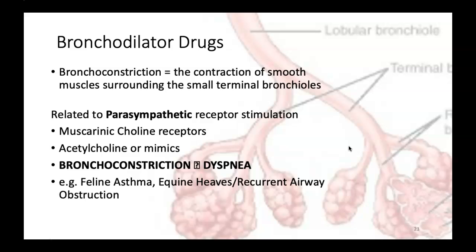And like I mentioned a second ago, bronchoconstriction is going to create difficulties with breathing. So very common diseases that involve bronchoconstriction are feline asthma, equine heaves/RAO. They're calling it RAO, recurrent airway obstruction now. They've switched it. So those are the two most common, and feline asthma is very common. We talked about feline asthma when we talked about anti-inflammatory drugs, because quite often we're treating that disease with bronchodilator drugs along with steroids as well to help reduce the inflammation.